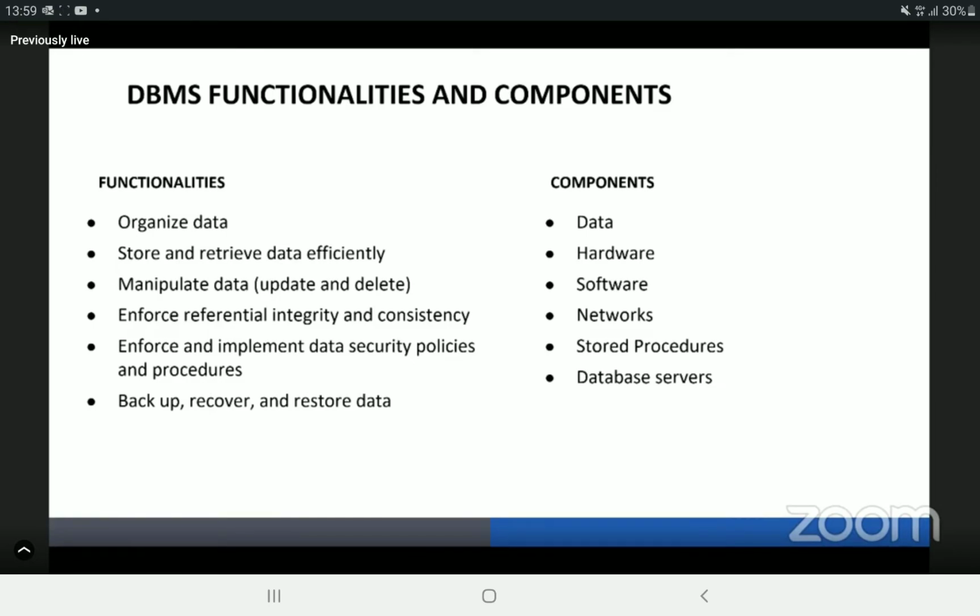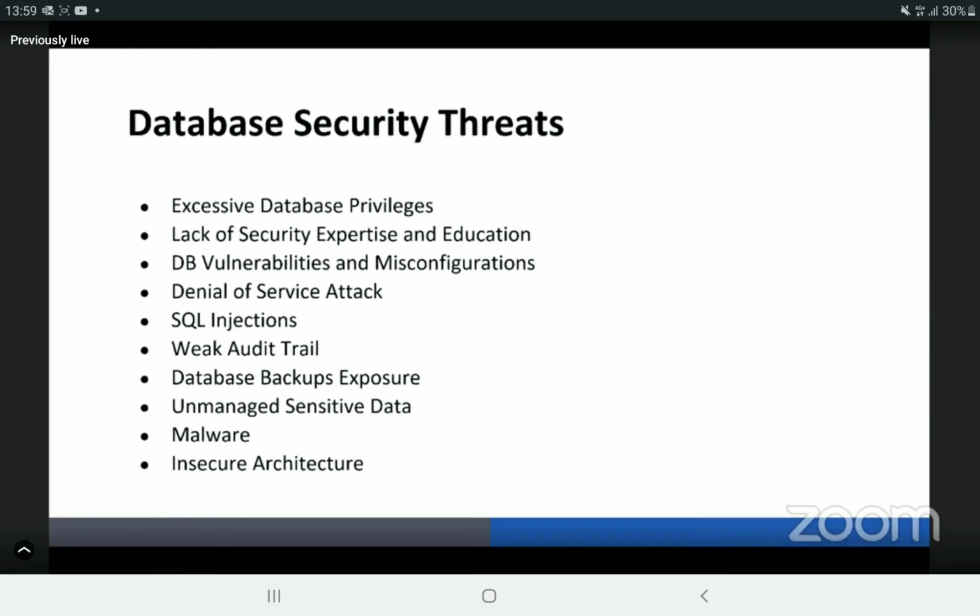Some of the components of the database: today we have even databases that are hosted on the cloud. You have database as a service. So you have data, your hardware for on-prem, software for cloud, network, stored procedures, and database servers. And so as tech risk practitioners, it becomes critically important that we are knowledgeable about the different risks that database management systems are exposed to. We also need to be knowledgeable about the gamut of controls that should be in place to provide that reasonable assurance of the confidentiality, integrity, and availability of the information or data stored on these databases.